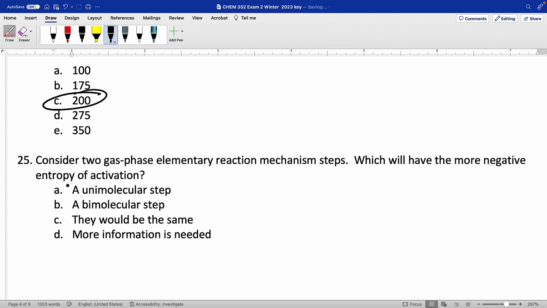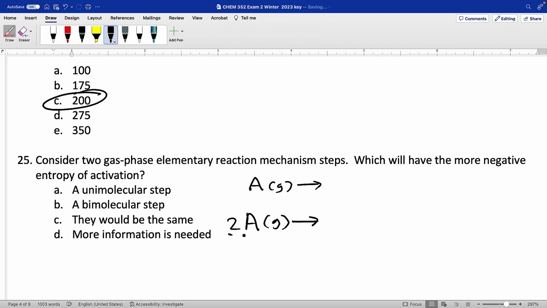All right, two-phase elementary reaction mechanism steps. Okay, so we've got two gas phase elementary reactions, and their steps in a mechanism. And so we're comparing something like this versus something like this. Okay, so these are not reactions, these are mechanistic steps. So comparing these steps, we're trying to say which one would have a more negative entropy of activation.